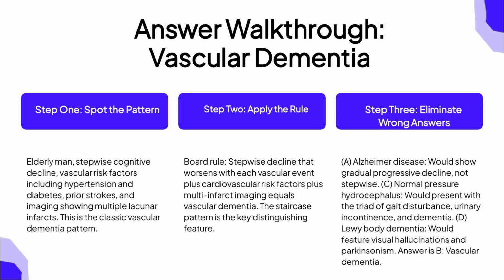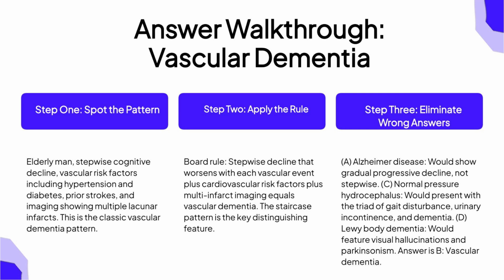Let us work through this answer. The key pattern here is the stepwise decline. This patient was stable, then got worse with each vascular event. That staircase pattern of cognitive decline is the hallmark of vascular dementia. His vascular risk factors of hypertension, diabetes, and prior stroke further support this diagnosis. The imaging showing multiple lacunar infarcts confirms the vascular etiology.